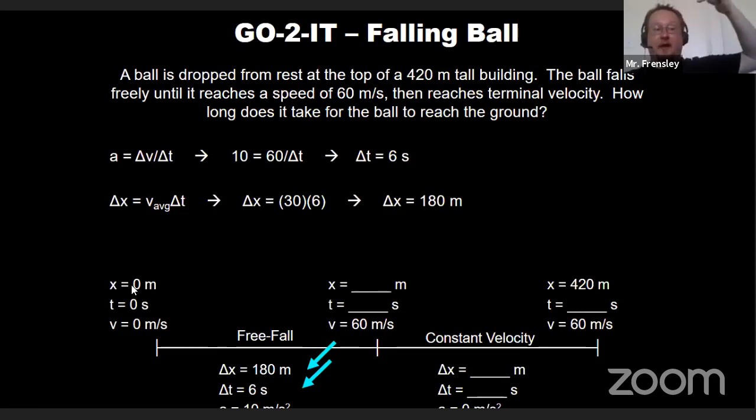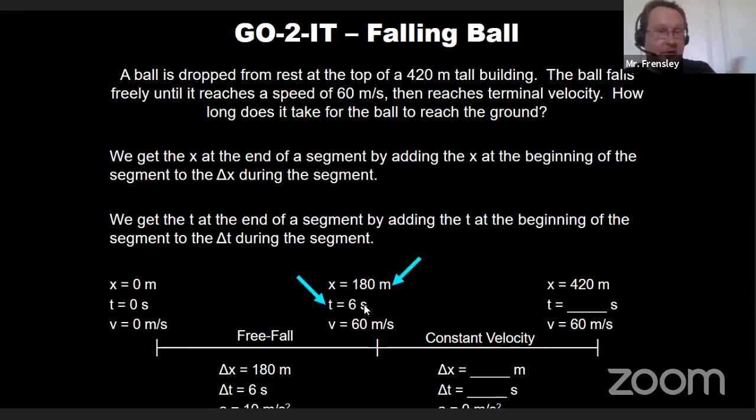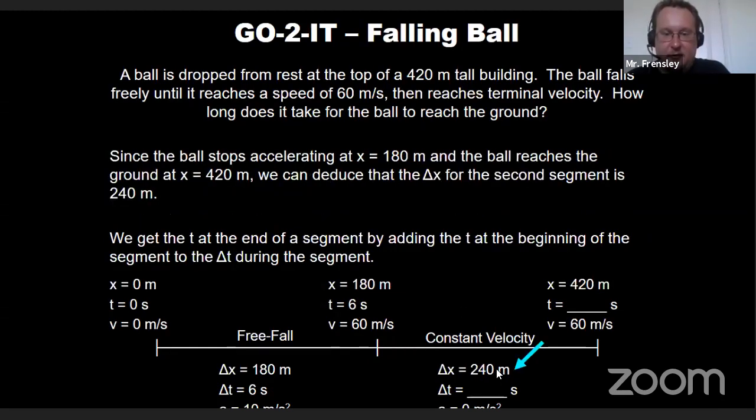Now, here's what I'm thinking. If I start with 0 meters and I gain 180 meters, I must be at a place called, get this, 180 meters. If the clock started at 0 and I spent 6 seconds free falling, then I must now be at 6 seconds on the clock now that I have finished free falling, and I'm going to begin a constant velocity for the rest of my fall. Now, look at this. I'm at a place called 180 meters, but I'm going to end at a place called 420 meters, the bottom of the building. So I can get the delta X from that. The delta X is whatever the difference in those two is, 240 meters.